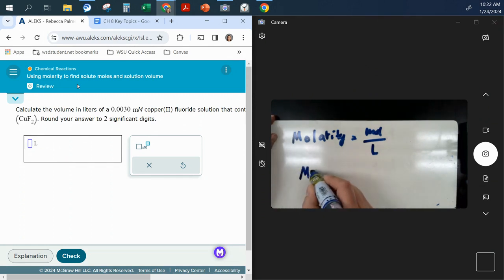We can say molarity times liters gives us moles. That would be the same as saying concentration times volume gives us moles. N is moles. We use N for moles. So depending on what we get in the problem is how we will set this up.